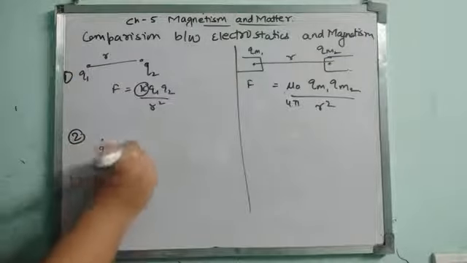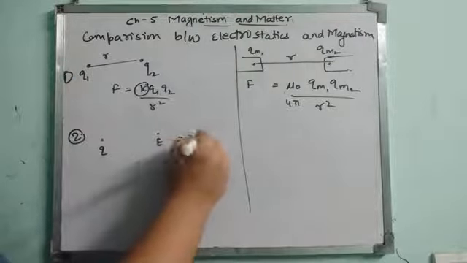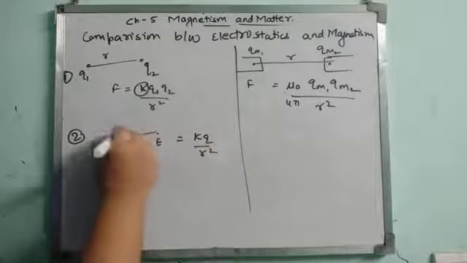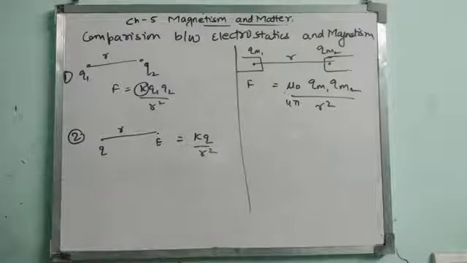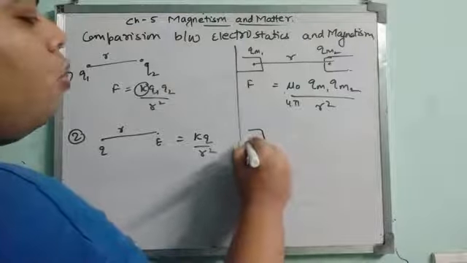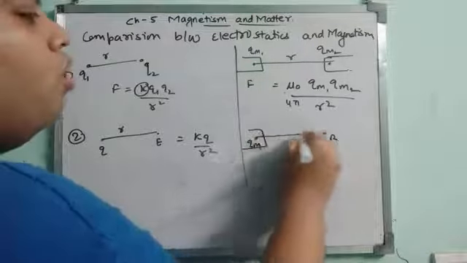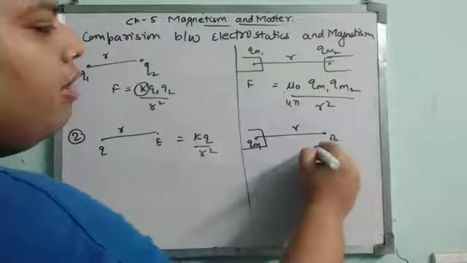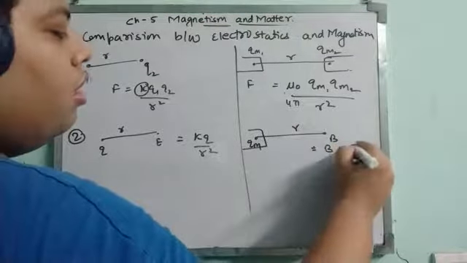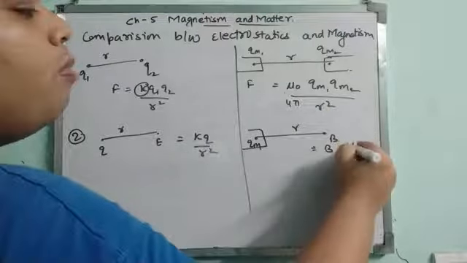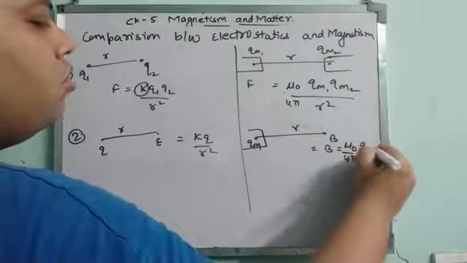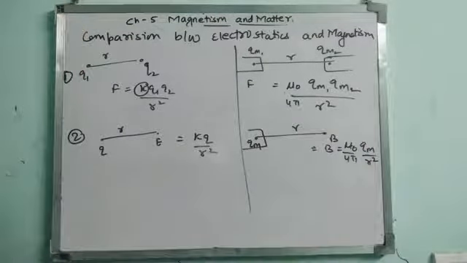If there is a charge, then electric field at this point is given by kq by r square. In similar manner, if there is a single pole Qm, then magnetic field at this point P due to the single pole is given by the same formula. K is replaced by mu naught by 4 pi, Qm by R square.